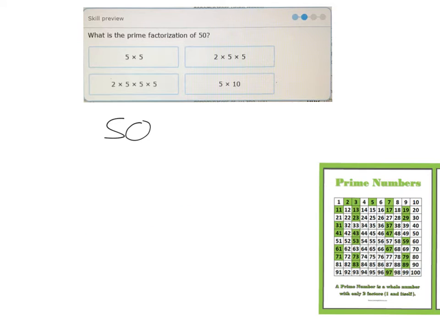This example, they're asking us to do the prime factorization of 50. So I'm thinking, okay, what multiplies to 50? What jumps into my head first is 5 times 10. Okay, I think 5 is already a prime number, so I'm actually done on this branch already. But 10 is definitely composite, because I know 2 times 5 equals 10.